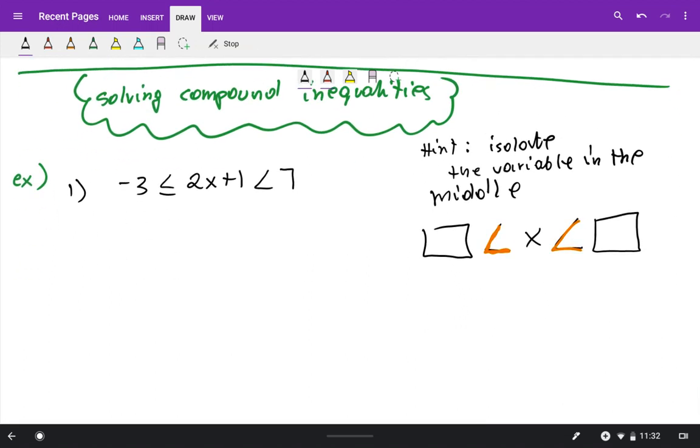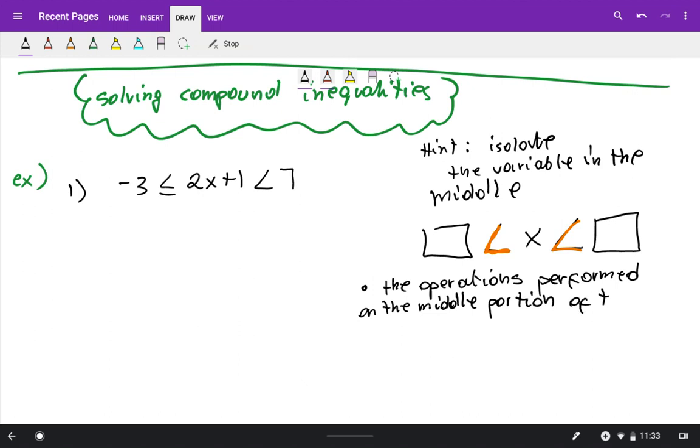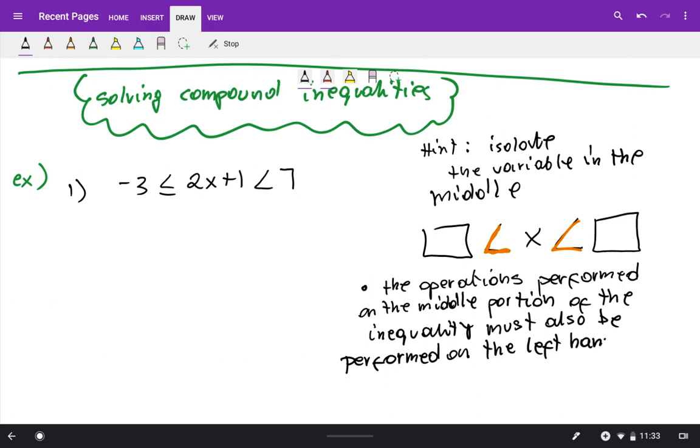And in this case, the operations performed on the middle portion of the inequality must also be performed on the left hand side and right hand side.